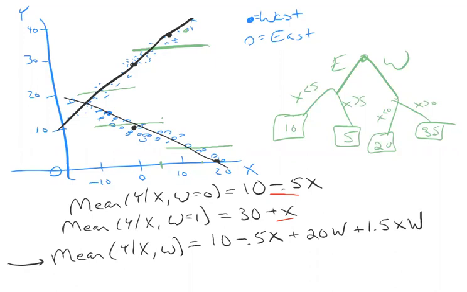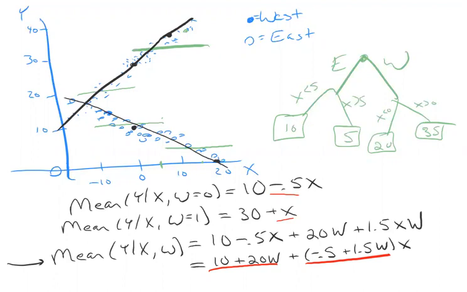Now, why did I write it this way? Well, note that I can also write this like this: 10, I'm just rearranging the order of the terms, plus 20 times w, plus negative 0.5 plus 1.5 times w, times x. Why did I write it this way? Because here's my intercept, and here's my slope. This is now, once again, in the form of something plus something times x.